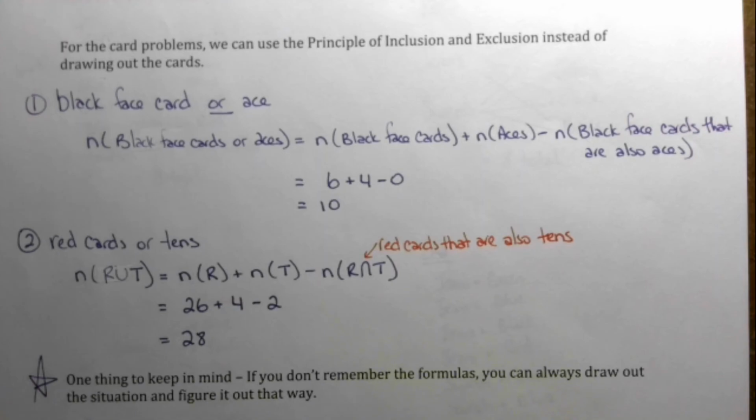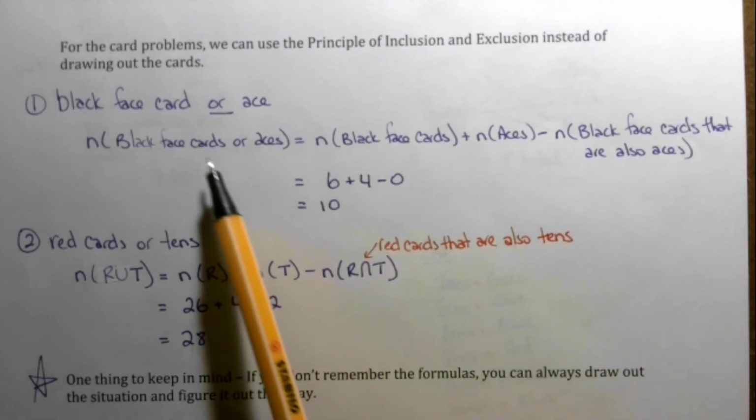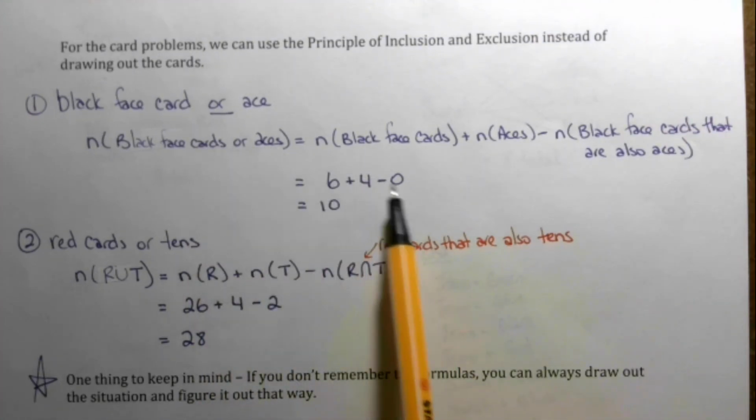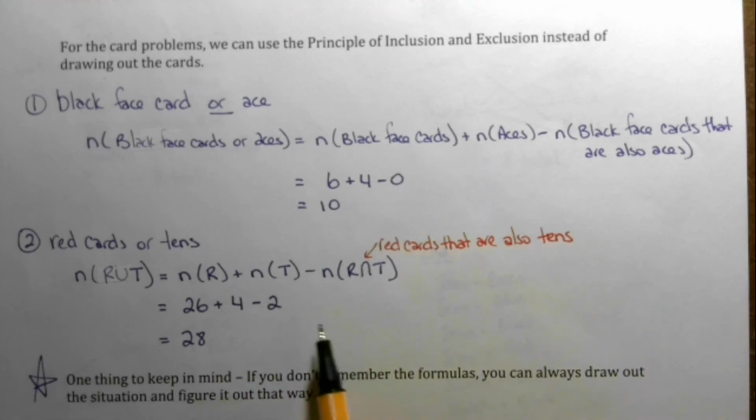So if we have totally separate sets, we don't have to worry about the subtraction. So 10 face cards and aces were totally separate, so there's nothing to subtract. If they overlap at all, we have to subtract the overlapping things, or the ones that are in both.